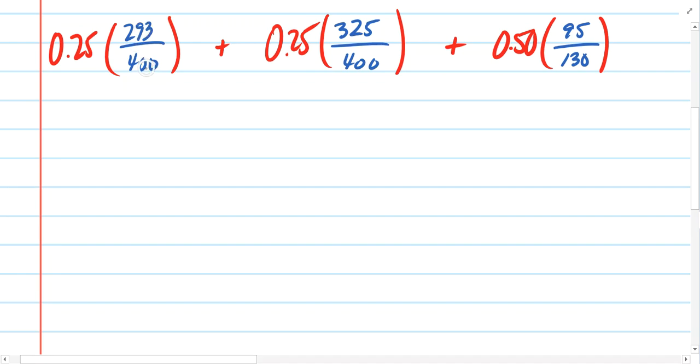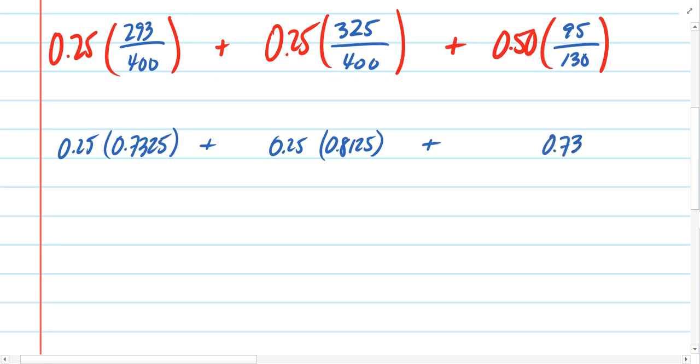Now, 293 divided by 400 is the decimal 0.7325. 325 divided by 400 is 0.8125. And 95 divided by 130 is, well, that's a repeating decimal, but I'll go ahead and round it at 0.7308.